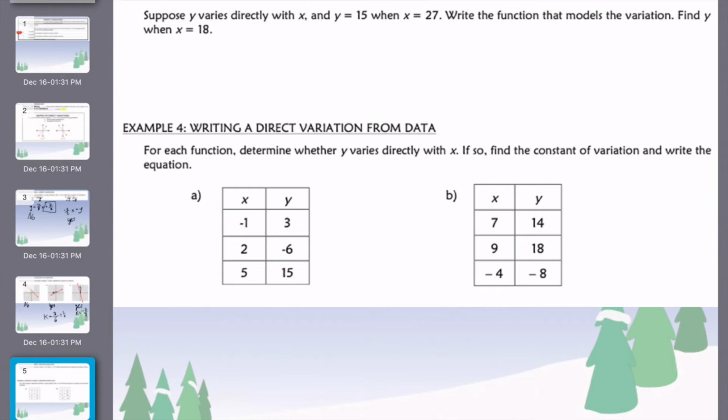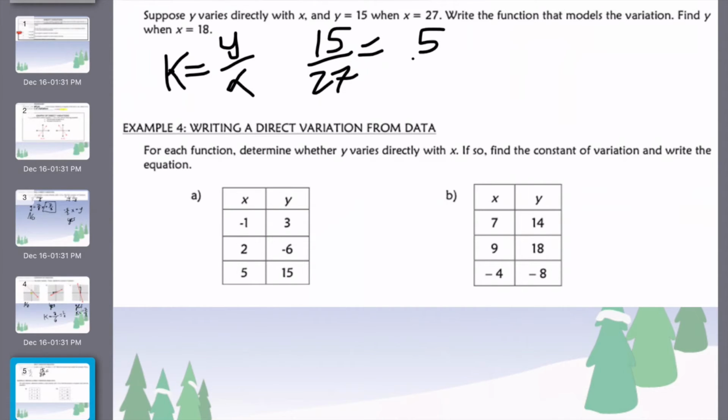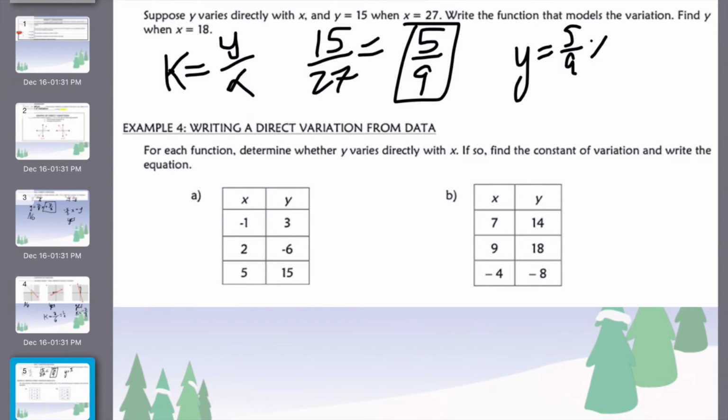Now, the first thing that we have to do is identify our constant of variation, which we said was k equals y over x. So I have y, 15 over 27, which is going to reduce to 5/9. To write a constant of variation equation, all I have to do is take my constant of variation and do y equals 5/9 x. And that would be my equation.